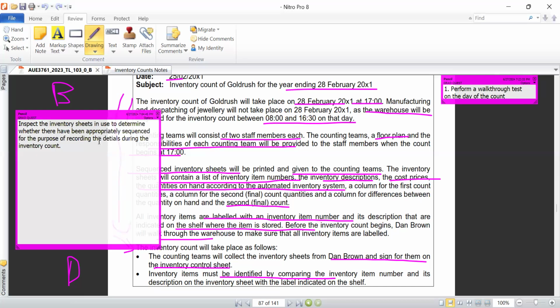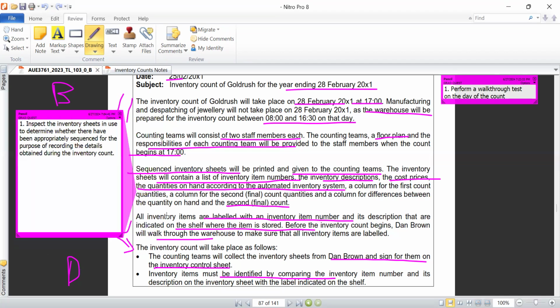So you just want to ascertain whether there's actual sequencing of these documents. So that whenever you are testing documents, you have to inspect them. So you're going to have to inspect the inventory sheets in use to determine whether they have been appropriately sequenced for the purpose of recording the details obtained during the inventory counts. So that's one of the things you can do there.